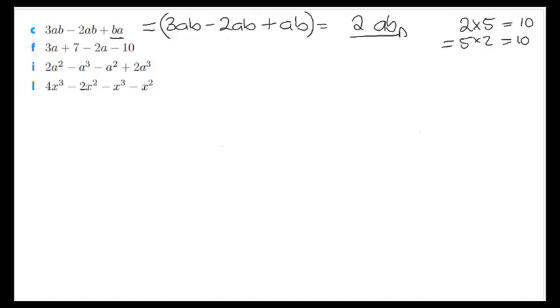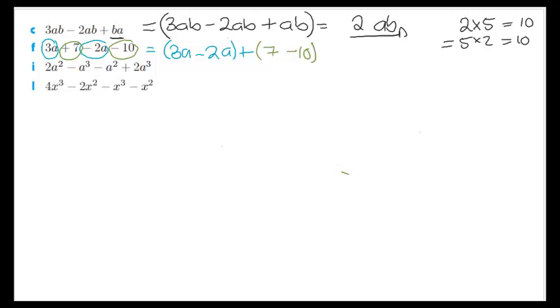Let's look at question F. I've got 3A plus 7 minus 2A minus 10. Are we able to collect like terms? Let's start. 3A is going to be blue. Do I have any other A's? Yes, I have minus 2A. So that becomes 3A minus 2A. Those two go together. Plus my next like terms. I have the constant plus 7 and the constant plus minus 10. So plus 7 minus 10 goes together.